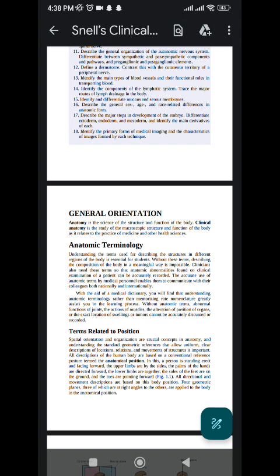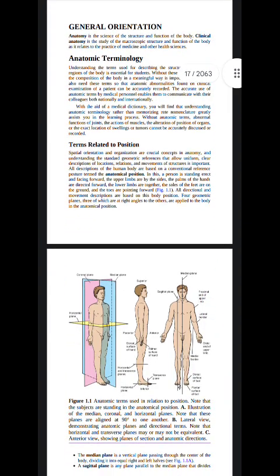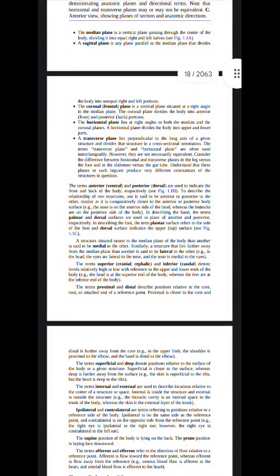Four geometric planes, three of which are at right angles to the others, are applied to the body in the anatomical position. The coronal or frontal plane is a vertical plane situated at a right angle to the median plane. The coronal plane divides the body into anterior and posterior portions. The horizontal plane lies at right angles to both the median and the coronal planes. The horizontal plane divides the body into upper and lower parts.